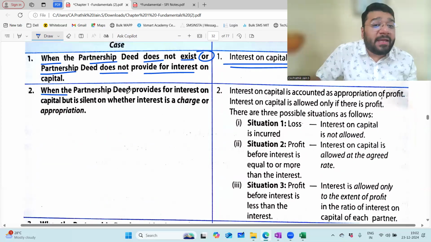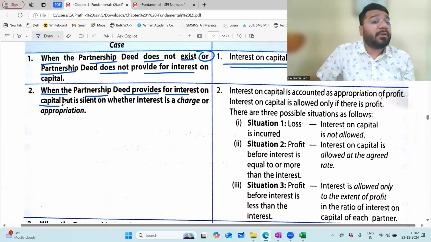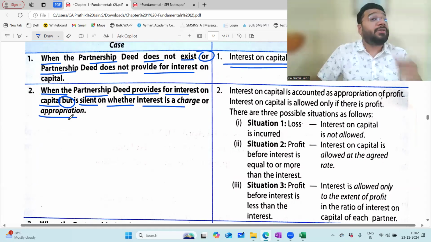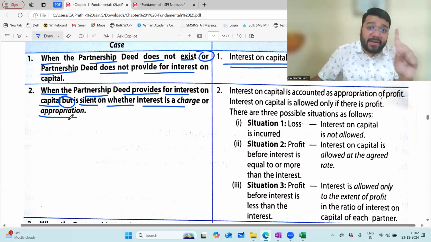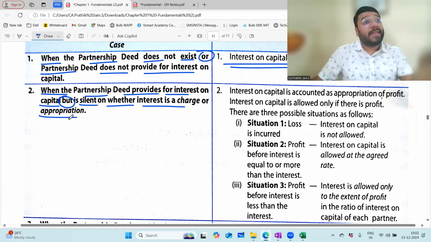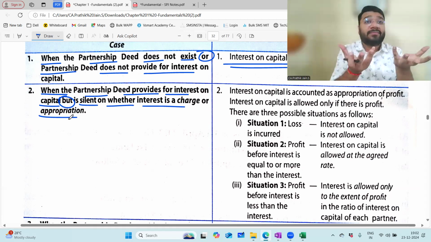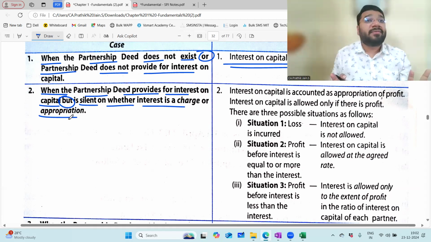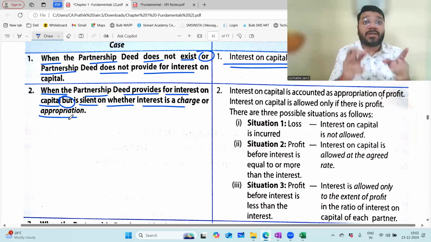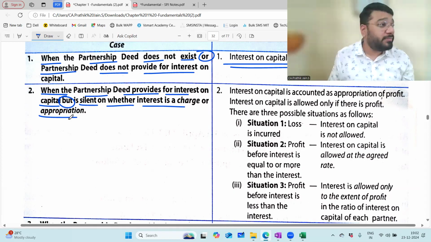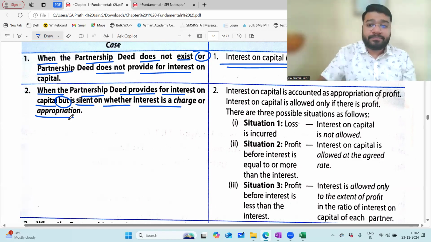When the partnership deed provides for interest on capital, but it is silent on whether the interest is a charge or an appropriation. The partnership deed says give interest on capital, and the percentage is also specified, but they have not specified whether it is an appropriation or a charge item. So always when the question or the deed is silent, whether it is appropriation or charge, it is always appropriation.